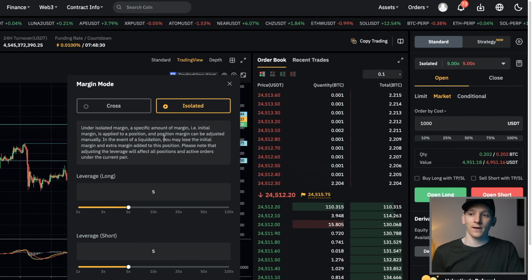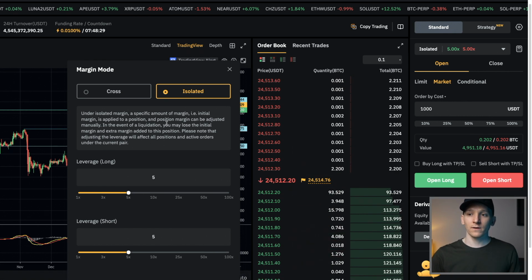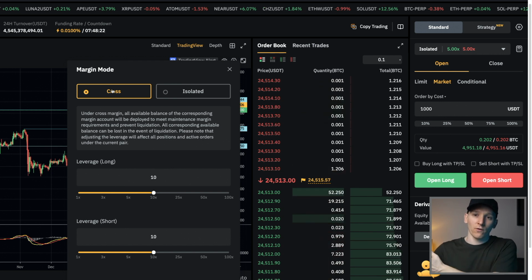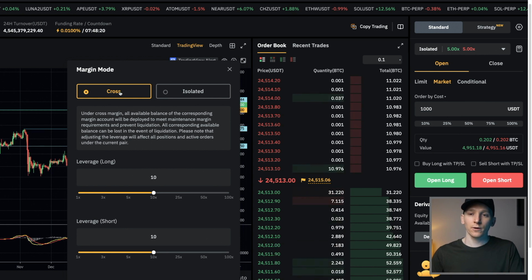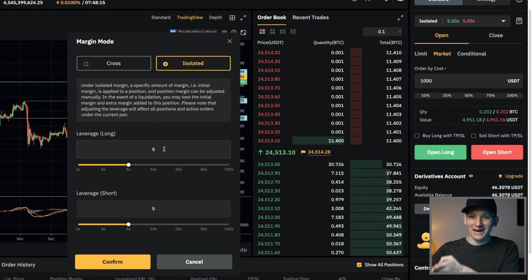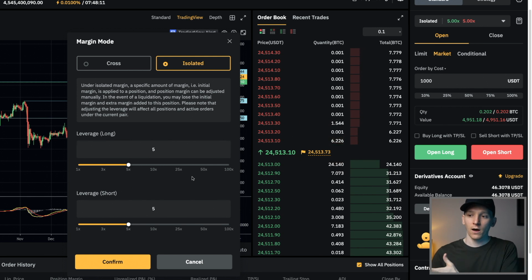Most people use isolated because it's a little bit less risky, because if you're using cross, you may have 3 positions that are doing great, one that goes south and takes out all of your other positions. And so it's a little bit more risky in that sense. So isolated is what most people use, putting collateral in each position individually. So you can choose the amount of leverage from no leverage up to whatever.